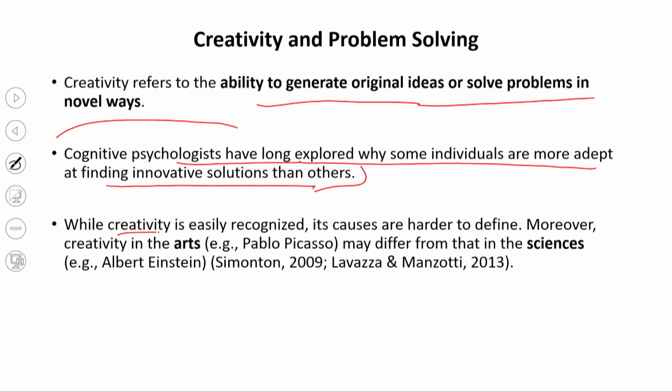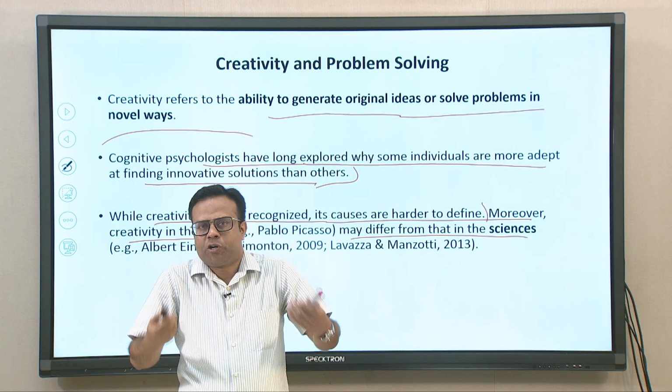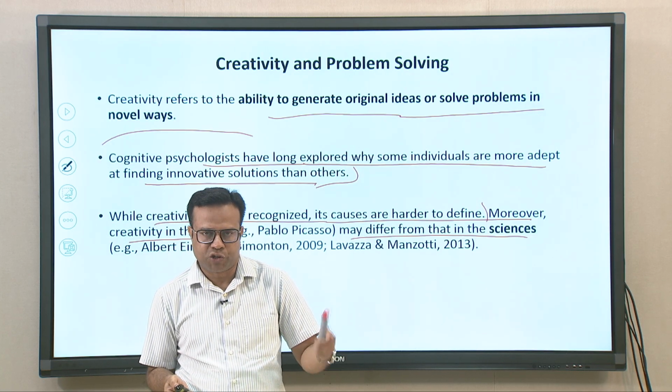While creativity is easily recognized, its causes are harder to define. It is very difficult to find why somebody is creative, what is the cause behind it. Creativity in the arts may differ from creativity in the sciences. How it is expressed may be very different in artistic domains than in scientific research. In artistic domains, creativity may require different kinds of visualization. In science, it may require more conceptual thinking. So, expression may differ based on the domains of knowledge.